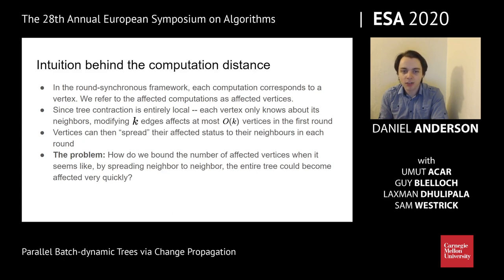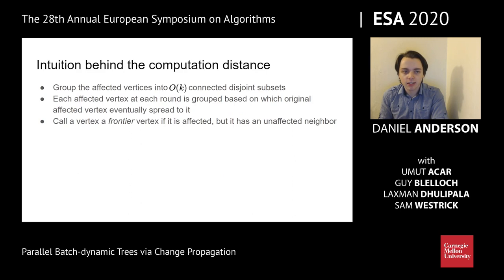So based on this information, since tree contraction is entirely local, we can first deduce that if we modify k edges, this can affect at most k vertices in the first round. Note then that vertices can spread their affected status to their neighbors in each round. The problem in front of us then is how we bound the number of affected vertices, since it seems intuitively like if affected status can spread from neighbor to neighbor, the entire tree could become affected very quickly.